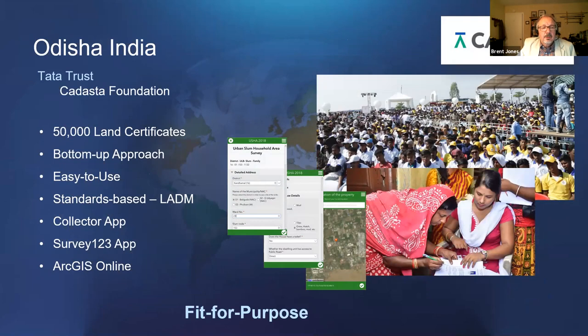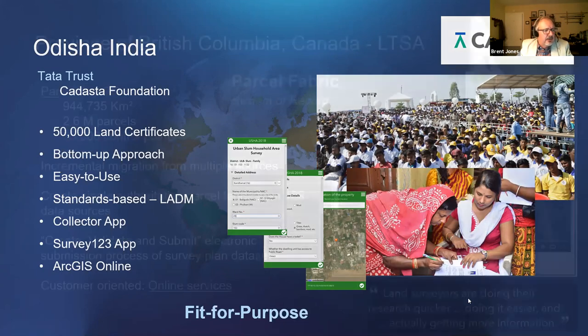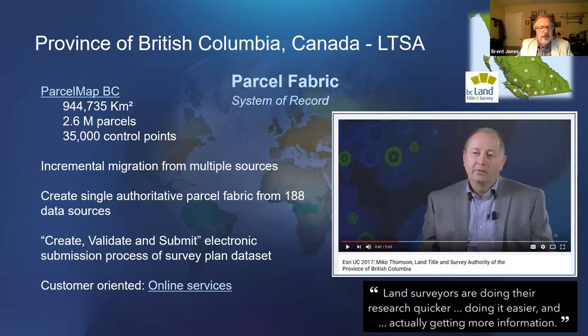Here's another example that Frank talked about a bit this morning from Cadastre. What Cadastre Foundation did was take Esri technology and configure it to be a fit-for-purpose platform that they train and deliver. This is Odisha, India, where they've done 50,000 land certificates. I think it's quite a bit more than that now, but that's all using standard, out-of-the-box configured technology for this specific purpose. There are quite a few articles out on this as well as Colombia. If you haven't seen those, let me know and I'll get you some copies because it's pretty interesting stuff.